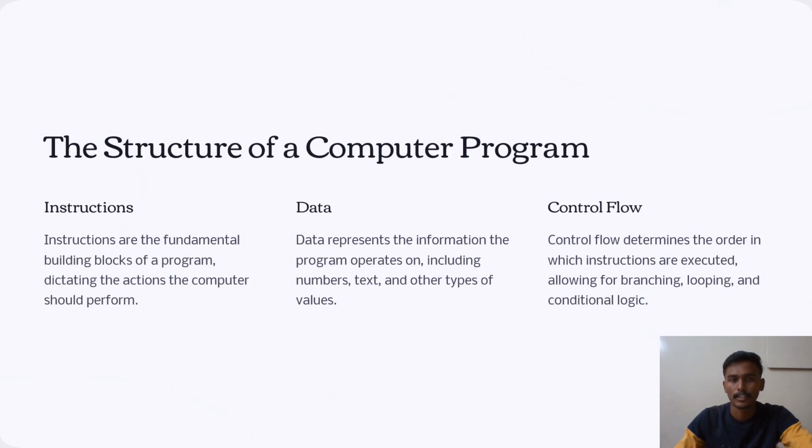The structure of a computer program. Instructions. Instructions are the fundamental building blocks of a program, dictating the actions the computer should perform. Data. Data represents the information the program operates on, including numbers, text, and other types of values. Control flow. Control flow determines the order in which instructions are executed, allowing for branching, looping, and conditional logic.